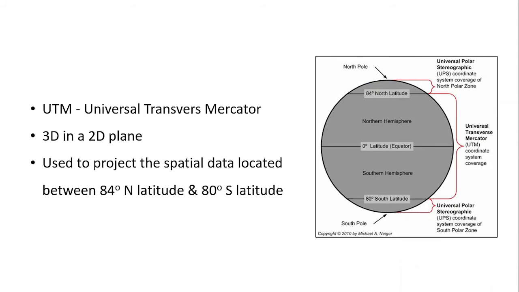Now we will discuss UTM. It is a common projected coordinate system in GIS. UTM stands for Universal Transverse Mercator. It is an international locational reference system that depicts the Earth's three-dimensional surface in a relatively accurate two-dimensional plane. It is used to project spatial data located between 84 degrees north latitude and 80 degrees south latitude. The areas beyond these regions are projected using the Universal Polar Stereographic coordinate system.